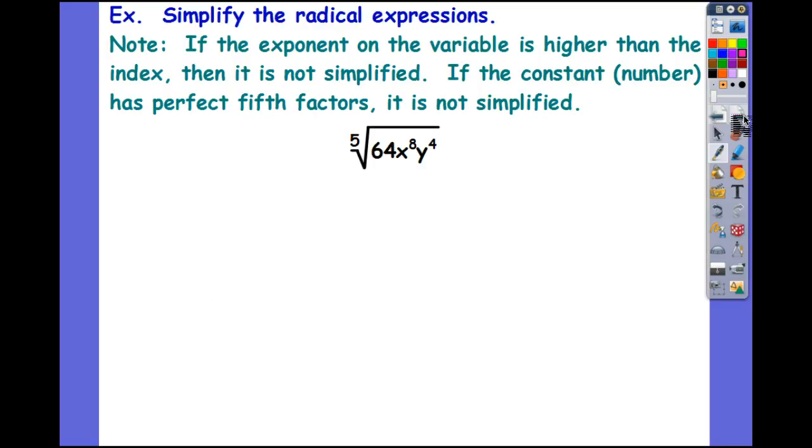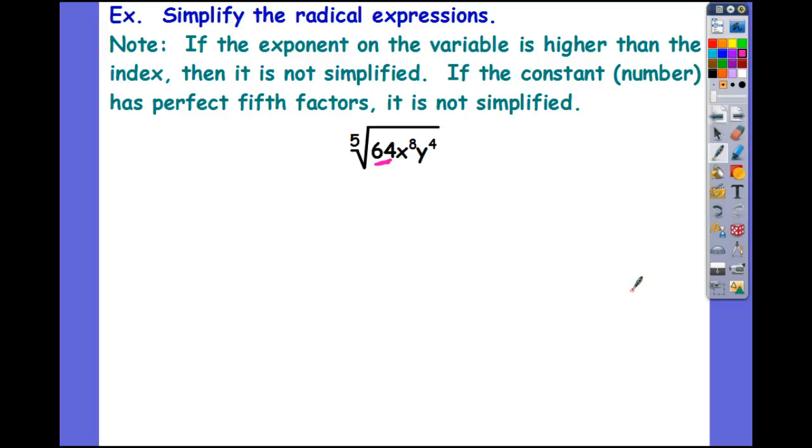With that being said, first example: simplify the radical expressions. We've done stuff like this before. We've simplified the fifth root of 64, and we've looked at simplifying things like the fifth root of x to the 10th. But if I combine these things, here's the note. If the exponent on the variable is higher than the index, so if this is higher than 5, then the expression is not simplified. If the constant, 64 in this case, has any perfect fifth factors, then this expression also isn't simplified.